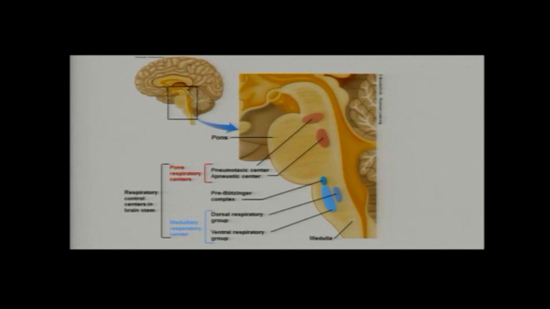Sensory information coming from the body. Yeah. So when you start to exercise more or use more energy, what happens is things like your CO2 level goes up. That information goes to your brain and literally to your pons and to your medulla, and it tells the DRG we need to stimulate the VRG.